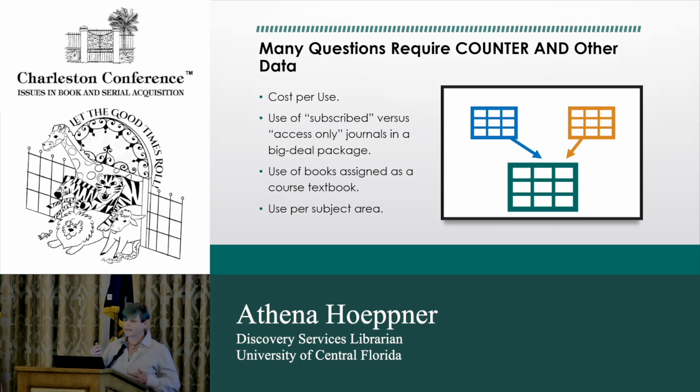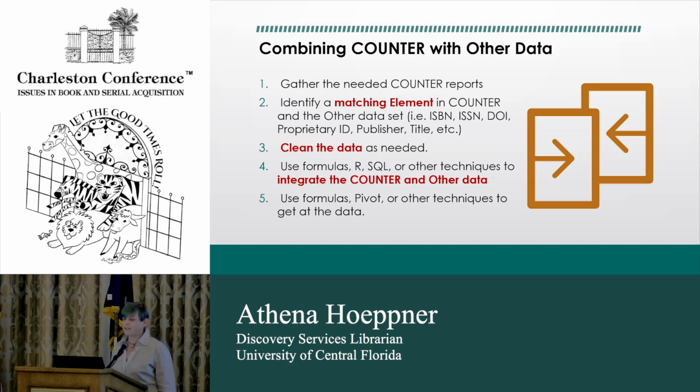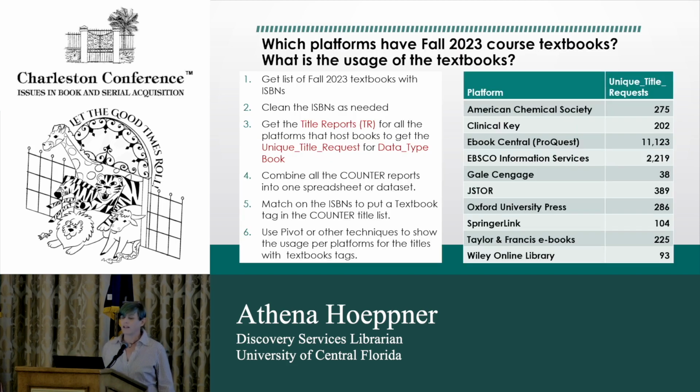And you can align that data with those ISBNs and so forth, but it would mean gathering the counter reports, then identifying the element that matches in your 2 data sets, cleaning the data as needed to get them to actually work, to match, and then integrating them with R or SQL or Excel or something along those lines, and using formulas and pivot tables and other things to pull out what you need. It's doable, but it is a lot of work.